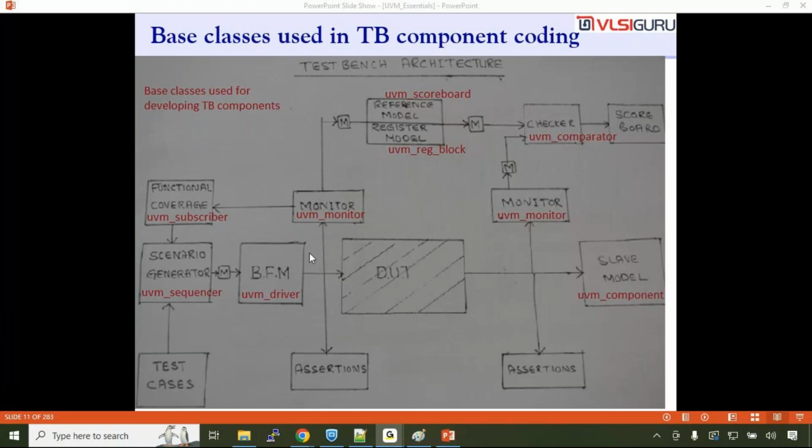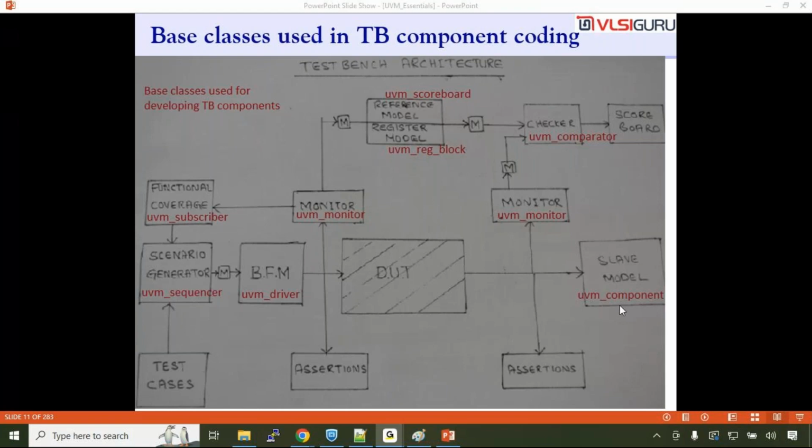Monitor is extended from where? uvm_monitor. Functional coverage is extended from uvm_subscriber. There is no uvm_coverage; it is called uvm_subscriber. The scoreboard or reference model is extended from uvm_scoreboard. The register model is a reg block. The checker is from comparator. Monitor is from uvm_monitor. The slave model is from uvm_component. So in summary, these are the very few things that we are seeing.